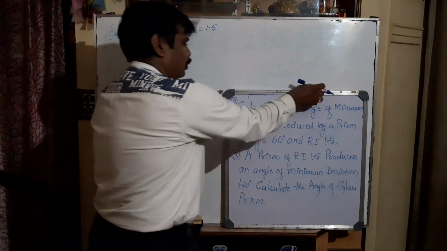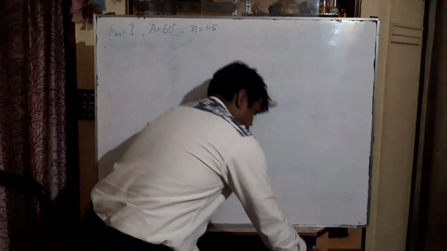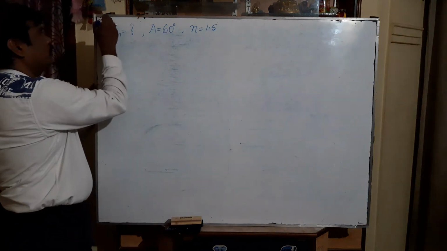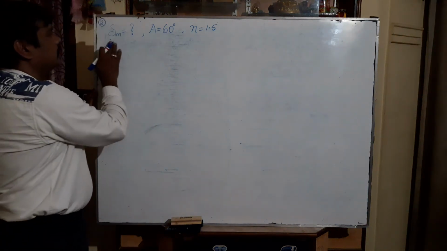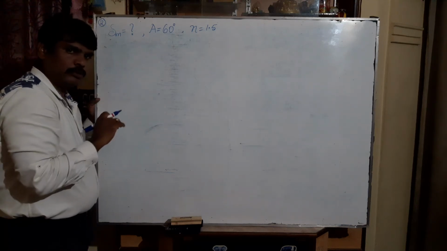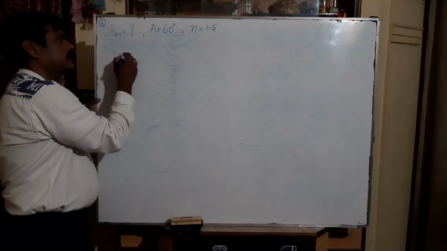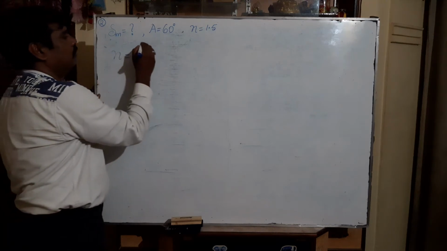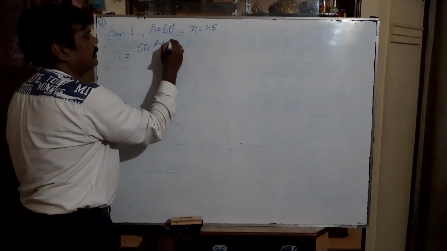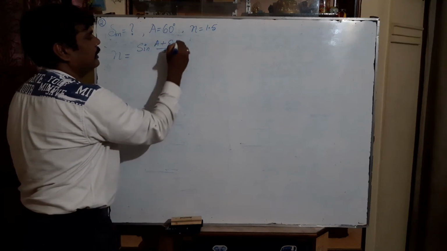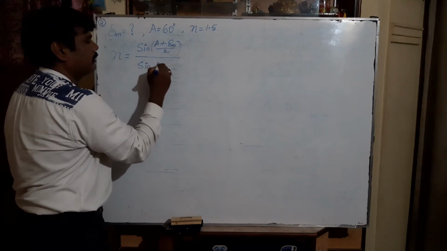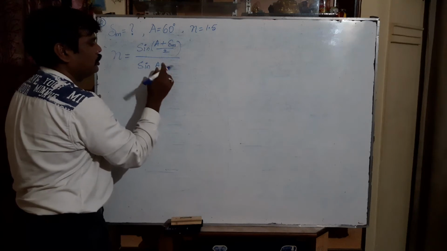So in this second problem, problem number 2, see here, the required formula is the same as the previous problem. In the previous problem, we have taken this formula: n is equal to sine of (A plus delta m) divided by 2 whole divided by sine of A by 2.